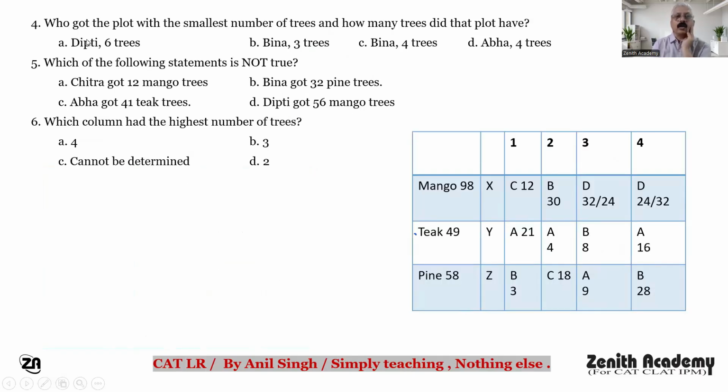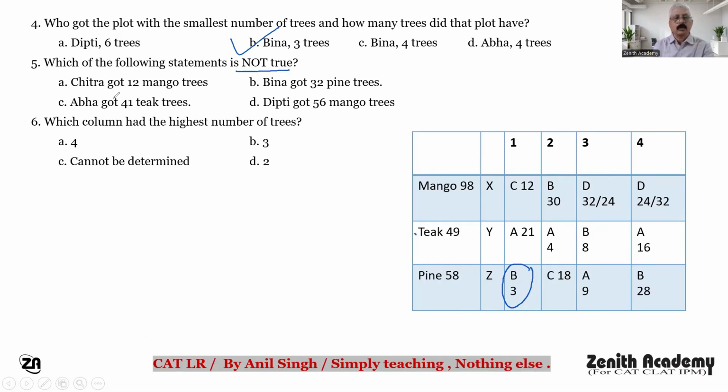Who got the plot with the smallest number of trees, and how many trees did that plot have? Who got the plot with the smallest number of trees? The smallest plot is, I think, this one: Abha 4. Hmm. The smallest number of trees. Okay, no, it is not 4. It is 3. This is the smallest one. So the answer is B.